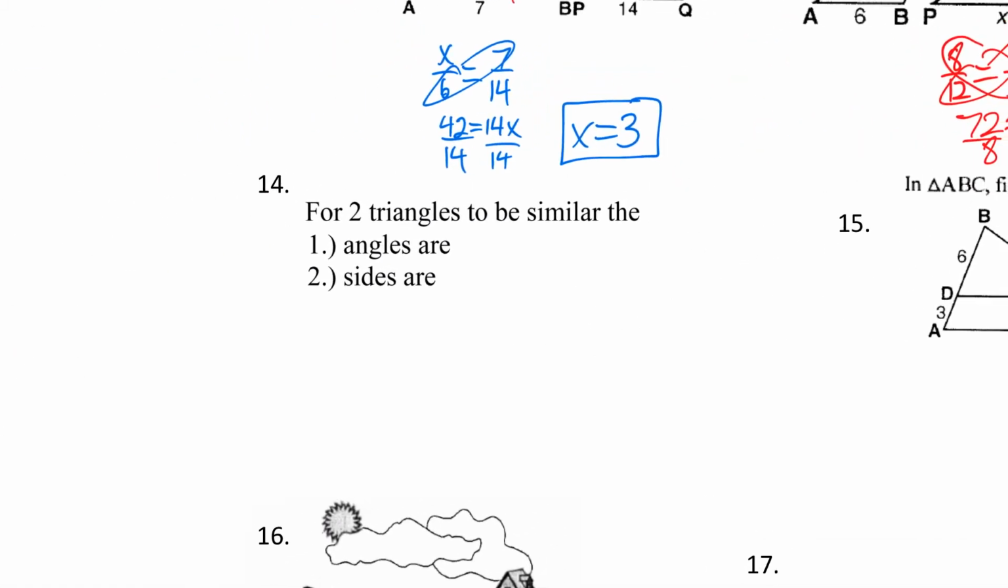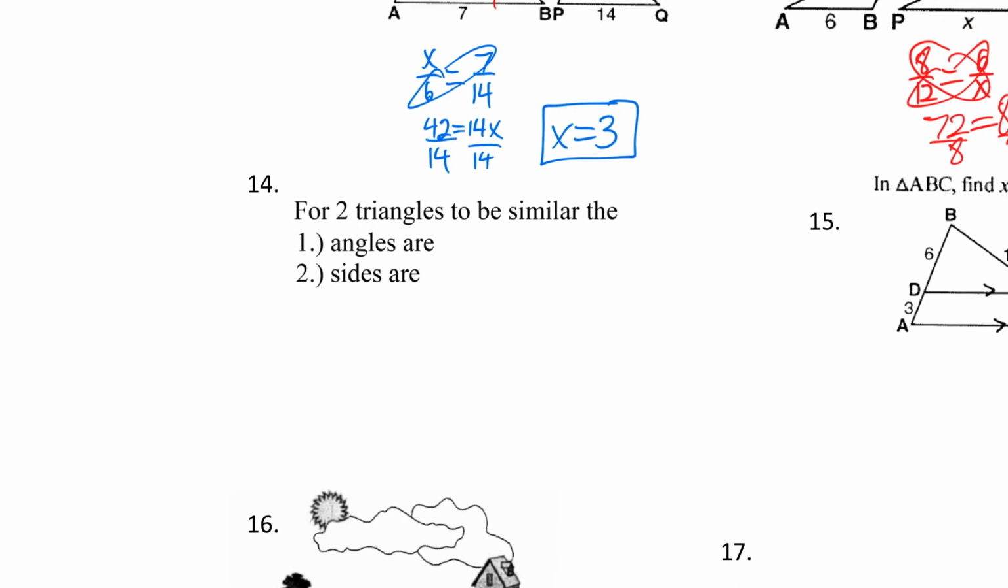Okay, on number 14. For two triangles to be similar, the angles are congruent and the sides are proportional. For two triangles to be similar, or for any polygon for that matter, the angles are congruent, sides are proportional.